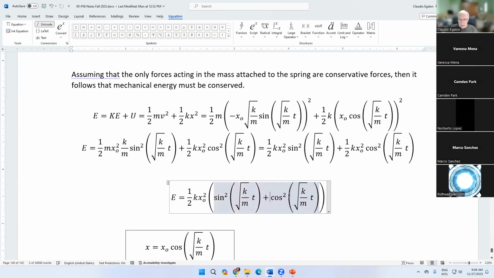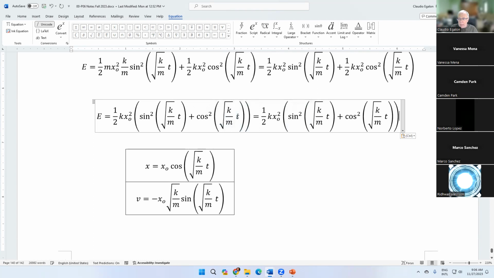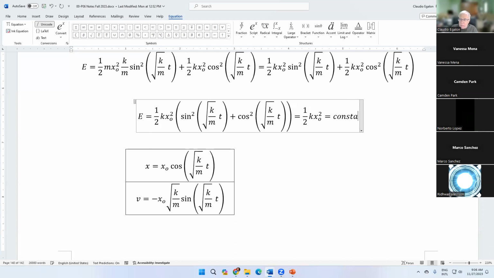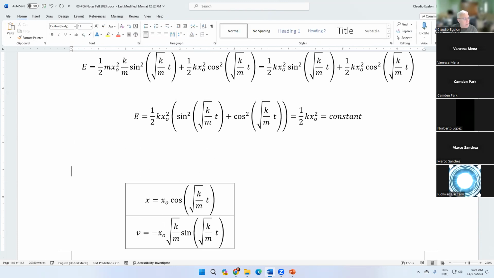This term here was already factored, and look what we get. Mechanical energy is going to be equal to half kx naught squared, which is a constant, right? Which is a constant. So if you have a problem, so here you go.